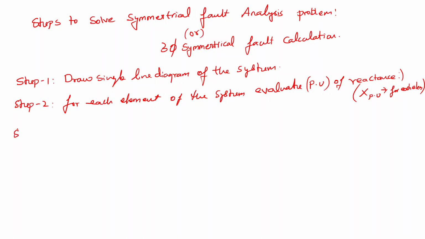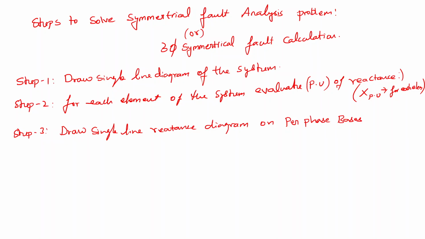Later, step 3. Draw the single line reactance diagram on a per phase basis. Why per phase basis? Because a symmetrical fault is easy to calculate, we don't want to calculate for all three phases, so any one phase is enough.